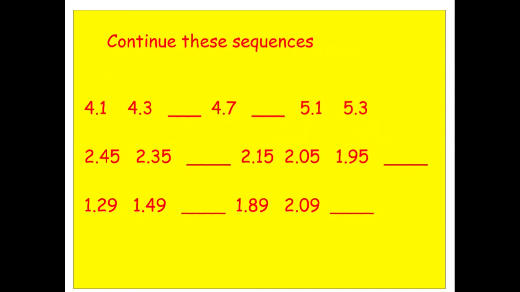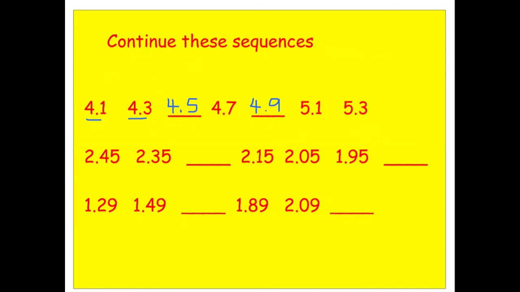Continue these sequences. 4.1, 4.3, and then we have a blank, 4.7, another blank, 5.1, 5.3. So sometimes it helps if you see the number and you think of it without its decimal. So it's like 41, 43, I'm going to have 45, but obviously I have a decimal between. Then 4.7, so it's 4.9. So I've been moving up in odd numbers. I'm adding on 0.2 each time.